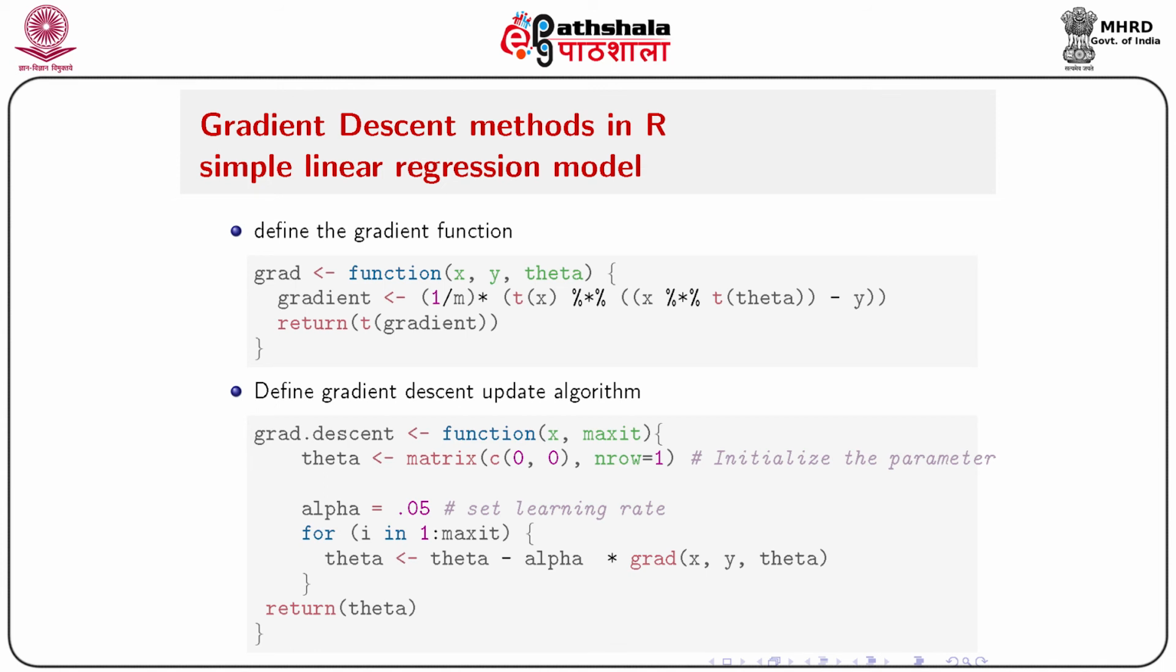So let us apply the gradient descent method and see whether it is comparable or not. To apply the gradient descent method, first of all you have to define the gradient function, say grad. To this function we pass three arguments: x, y and theta, so the x matrix, the y matrix and the theta parameter. So the gradient equals, the formula is already there, the derivative of J theta, that is 1 by m into x prime into (x theta minus y).